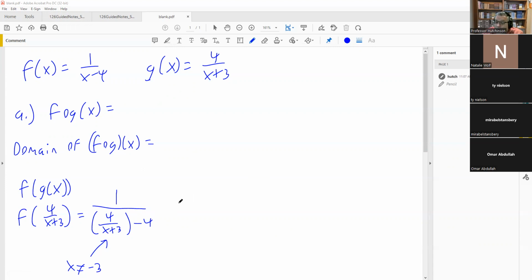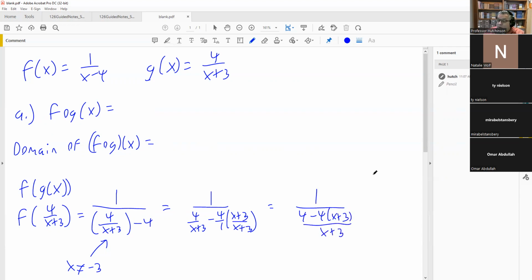All right, so I need to get common denominators. So I have 4 over x plus 3. This 4 over 1, I'm going to multiply by x plus 3 over x plus 3. Common denominators. If you put this together, now we can combine this as a single fraction. Just like that. I can simplify the top there, 4 minus 4x minus 12 over x plus 3.